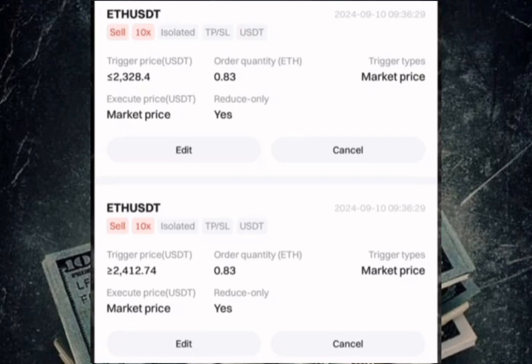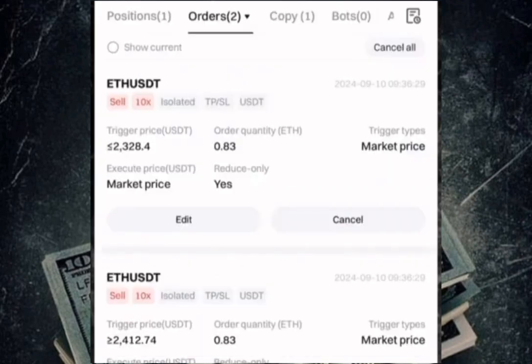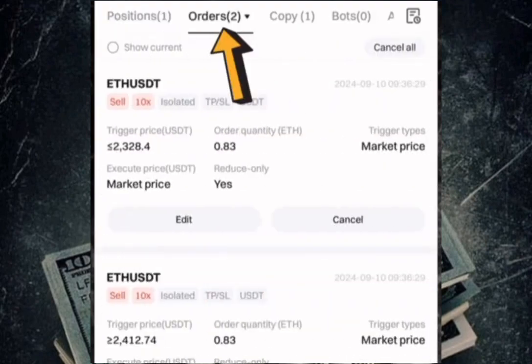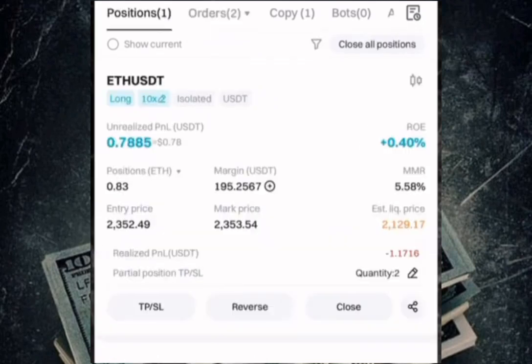So you lose $20. And then if it goes above 2,412, remember that was what I entered for the take profit. For take profit, I entered $50. For stop loss, I entered $20. So under positions, you will see your trade, and under orders, you see your take profit and your stop loss. I hope you understand. Now, I'm going to leave the trade to keep going.